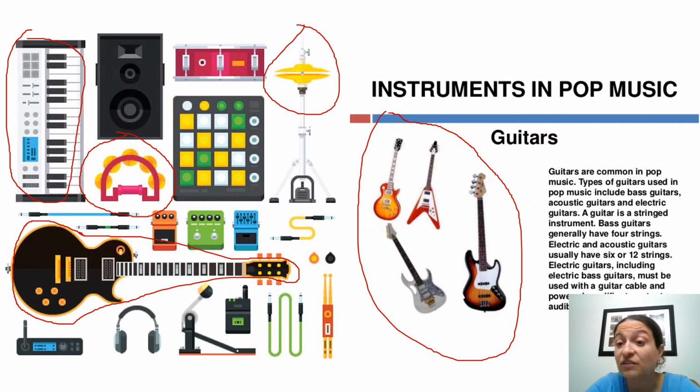Bass guitars generally have 4 strings. Electric and acoustic guitars usually have 6 or 12 strings. Electric guitars, including electric bass guitars, must be used with a guitar cable, and basically it needs to be plugged in, just exactly what I've been saying.